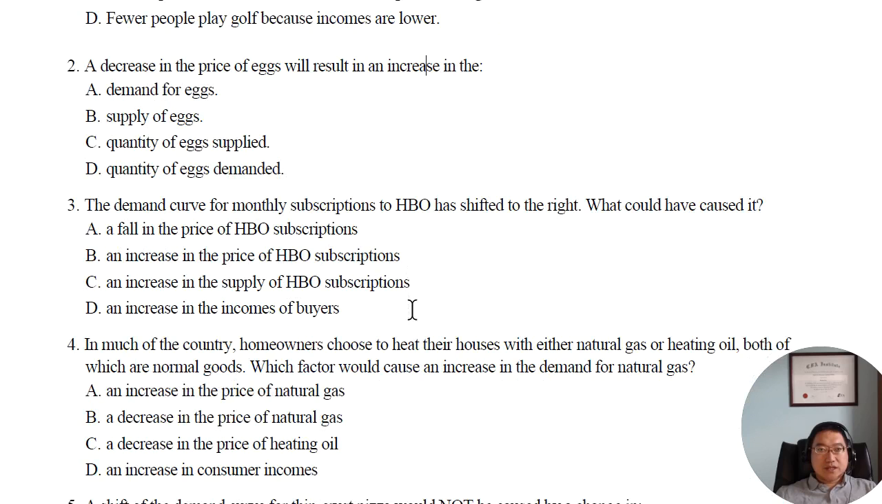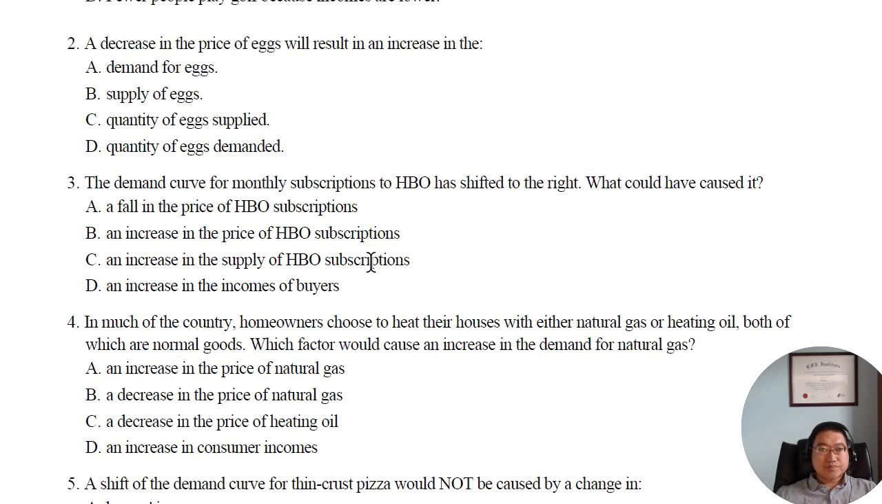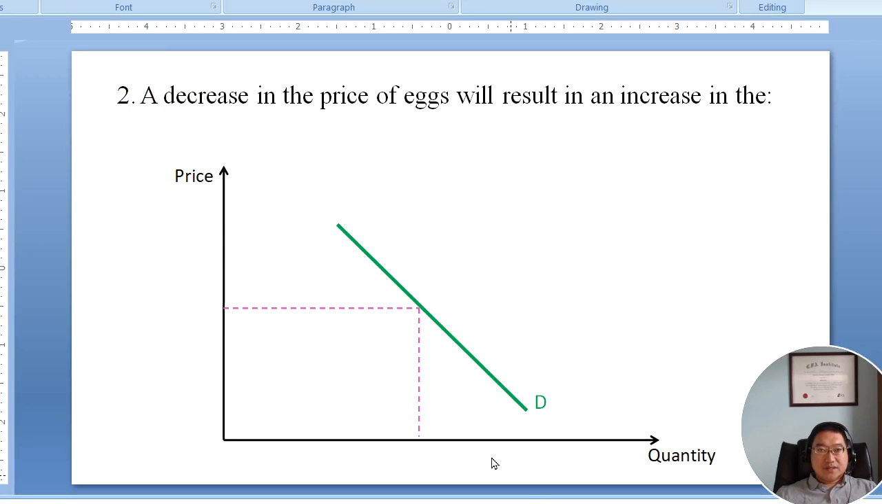Okay, let's look at question 2. A decrease in the price of eggs will result in an increase in what? Demand for eggs, supply of eggs, quantity of eggs supplied, quantity of eggs demanded. Which one? Okay. Now, look at this one.